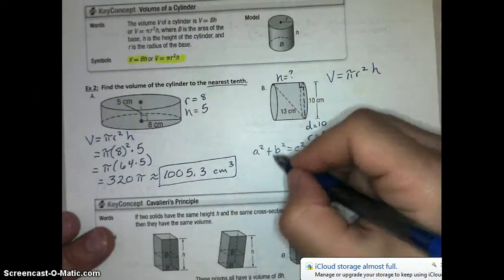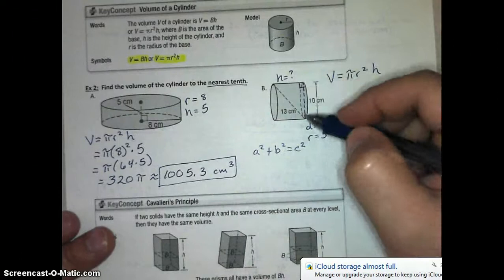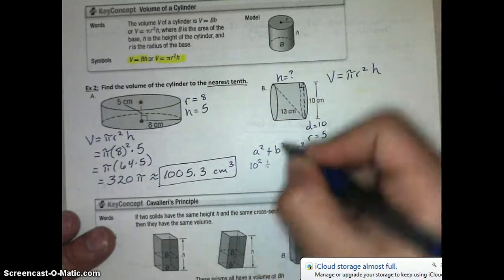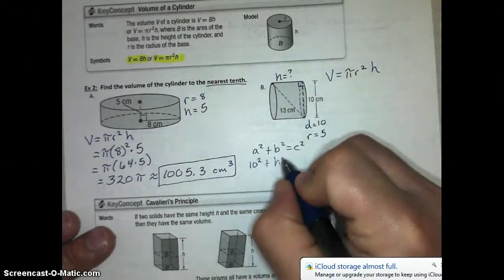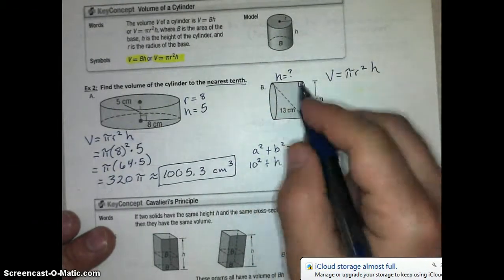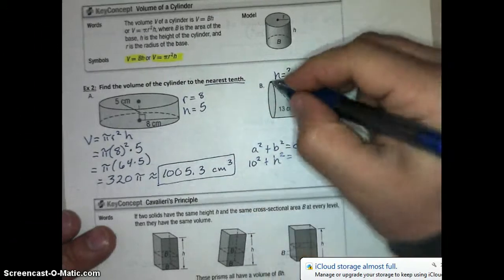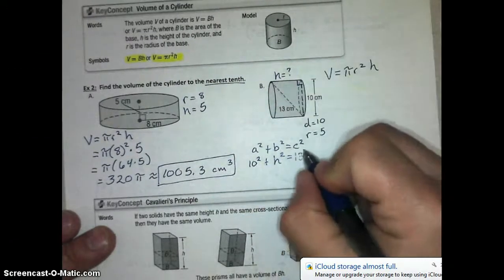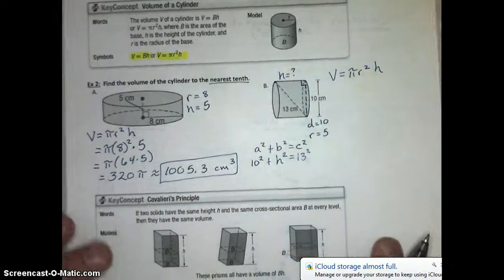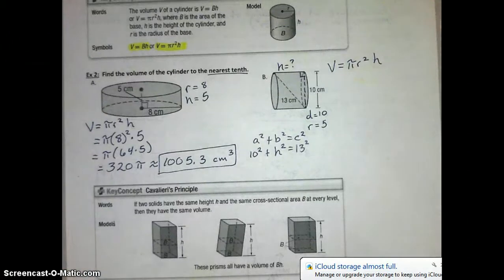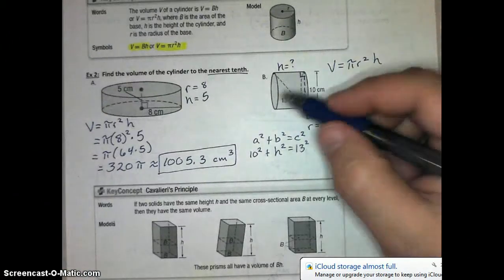All right, for the legs, I'm going to use this diameter of 10, and what I'm looking for is h, the height of your cylinder, and I'm going to use 13 as the hypotenuse. I want you guys to go ahead and solve that for h. By now we should be pretty good at solving for Pythagorean theorem.